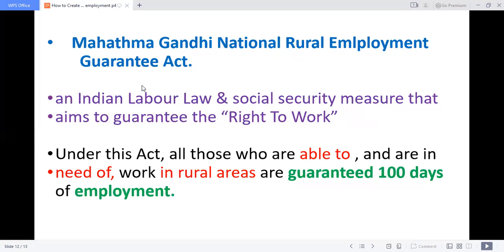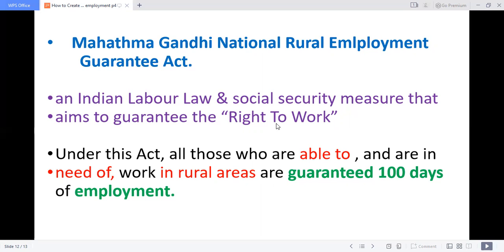It guarantees employment for rural people all over the nation. It is an Indian labor law, and it is also a social security measure that aims to guarantee the right to work. Right to work is a fundamental right. I have the right to work. I don't involve myself in antisocial behavior. I don't rob or steal. I'm ready to work and able to work, but I was not provided work.